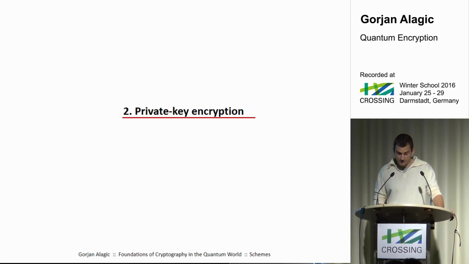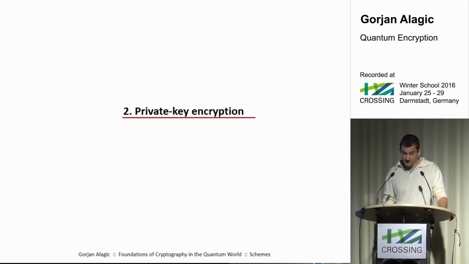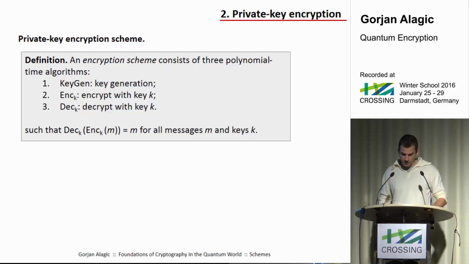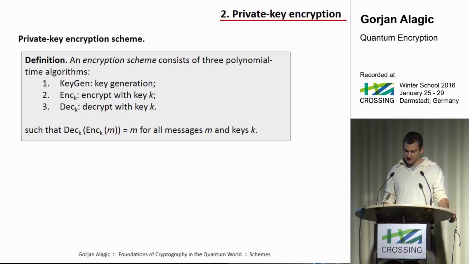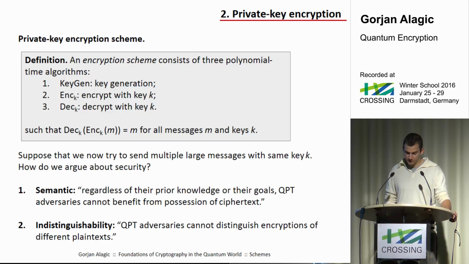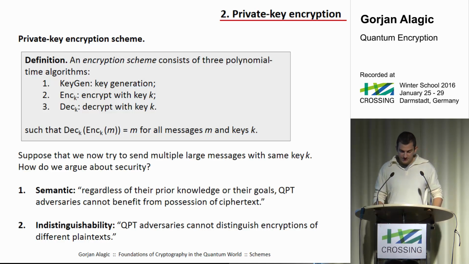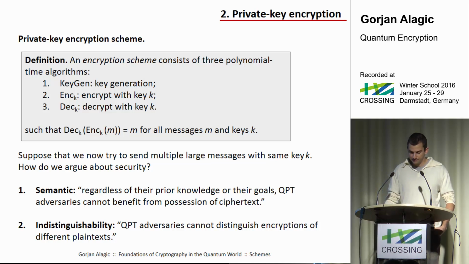So now let me start talking about computational security assumptions within the private key setting. So again, what is a private key encryption scheme? This is more or less the same definition that I had before. Again, we have three algorithms: a key generation algorithm, encryption with some key, and decryption with a key, and again, we demand correctness. Encrypting and then decrypting is the identity. But now what we'd like to do is send multiple large messages with the same key.